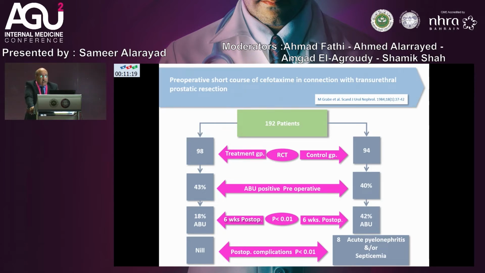studying 192 patients, all of them asymptomatic. Some were treated with antibiotics, and the others were not treated, divided into two groups. Preoperatively, the treated group was 40%, while the untreated group was 43%. They found asymptomatic bacteriuria, while the untreated group, again, was 40% pre-op. Post-op, the asymptomatic bacteriuria was 42%, and they found a reduction of bacteriuria in those treated.